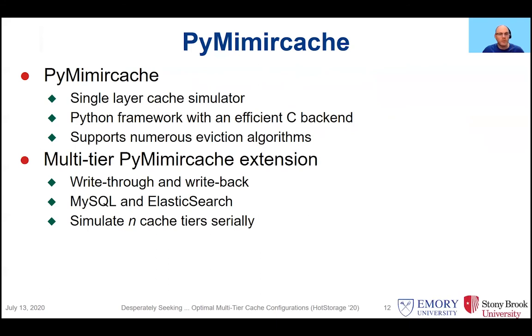We utilize a MySQL relational database for experimental results and Elasticsearch for metrics we calculate using those results. MySQL provides us with a neat and reliable way to store experiments along with their configuration parameters, while Elasticsearch allows us to quickly access metrics for visualization and analysis. We simulate multi-tier systems by running serial instances of PyMimircache, which I'll describe in the next slide.